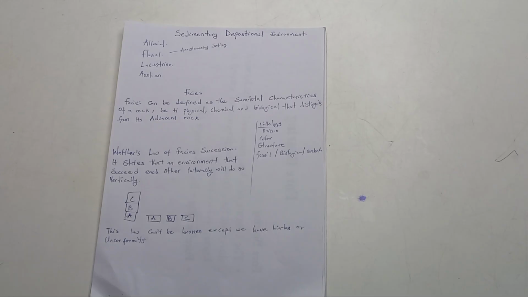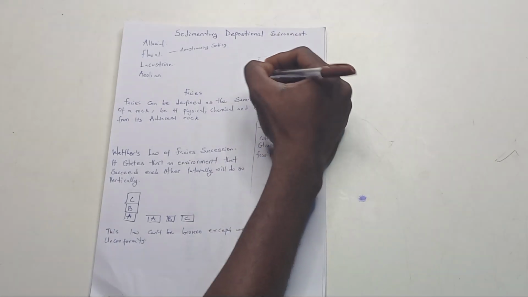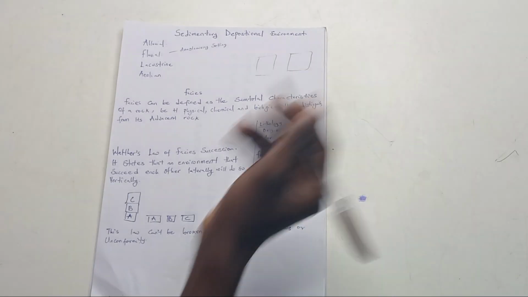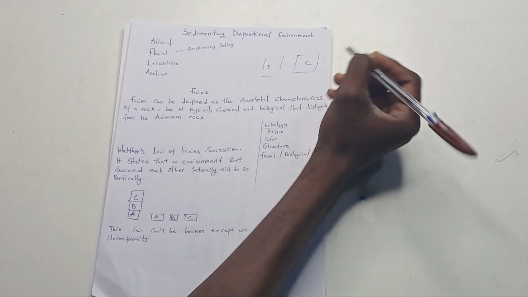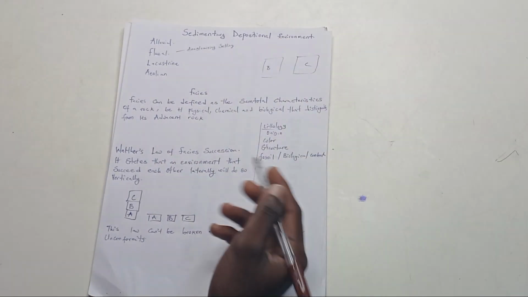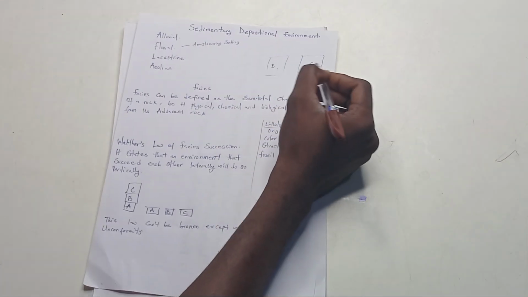A facies can be defined as the sum total characteristics of a rock, be it physical, chemical, or biological, that distinguish it from its adjacent rock. What does that mean in layman's terms? It simply means that if we say this is a facies, we are saying that it must be different from the characteristics of another, adjacent rock. This is rock B, this is rock C. So the facies, which means the characteristic of B, is different from the characteristic of C.